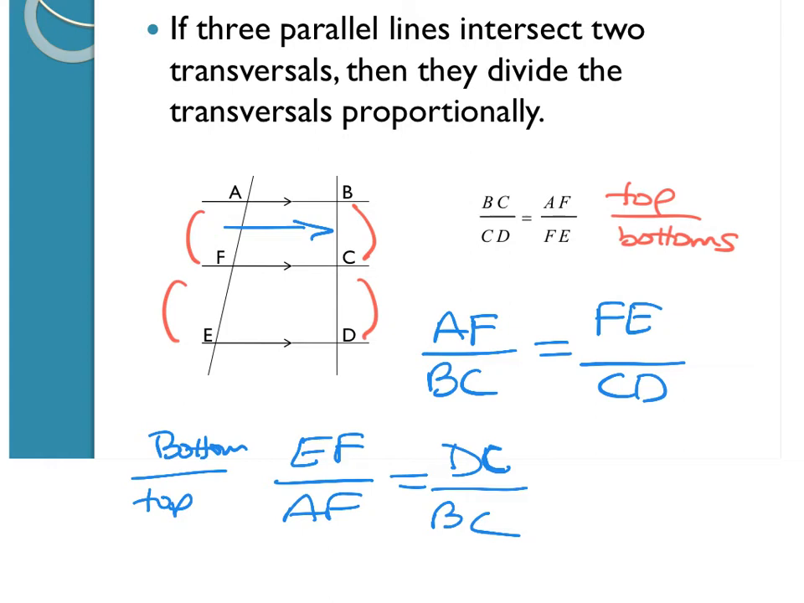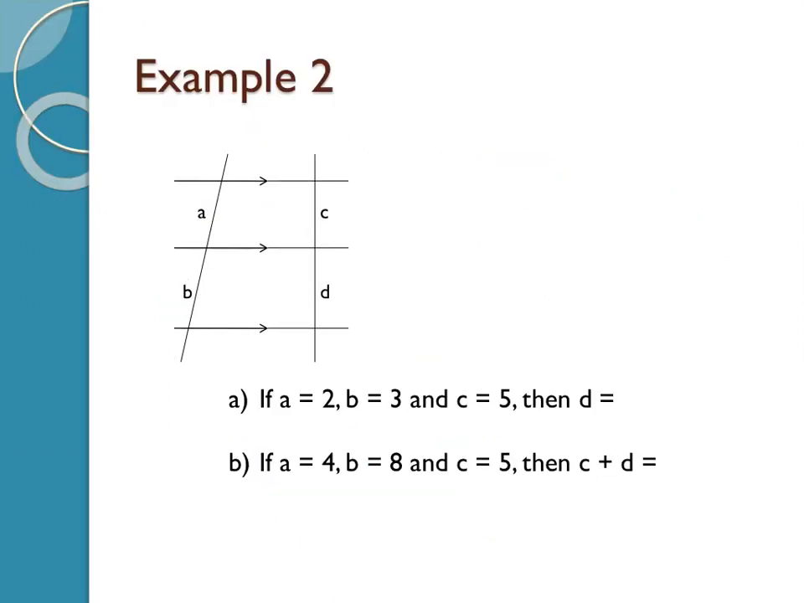Yes? You go AF divided by FE is equal to BC divided by CD? Yeah, so they just flip-flopped it. So like if you took this and wrote this in the front, that's what you just asked. Does that make sense? Yeah. Okay. All right, let's try an example of this.